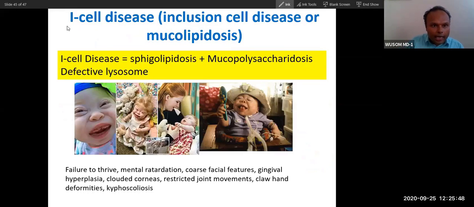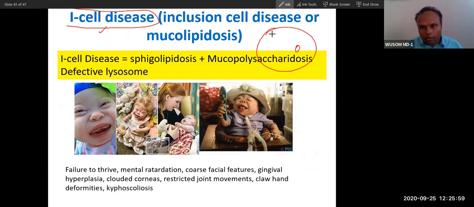This is called eye cell disease. Why eye cell? Eye cell for inclusion cell. Inside the cell there will be many inclusion bodies.